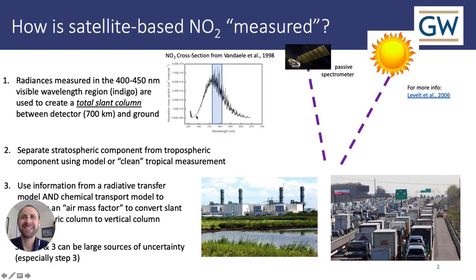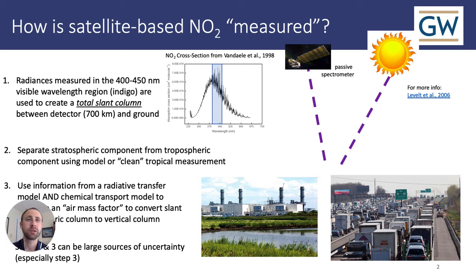And so how does this instrument measure NO2? Well, it's actually a passive spectrometer that's observing the radiances reflected back from the surface, from the sun to the surface, back to the spectrometer. And to calculate NO2, we have to look at radiances in the 400 to 450 nanometer range. And then we can generate a total slant column by measuring the amount of radiation or reflectance back in this wavelength region.